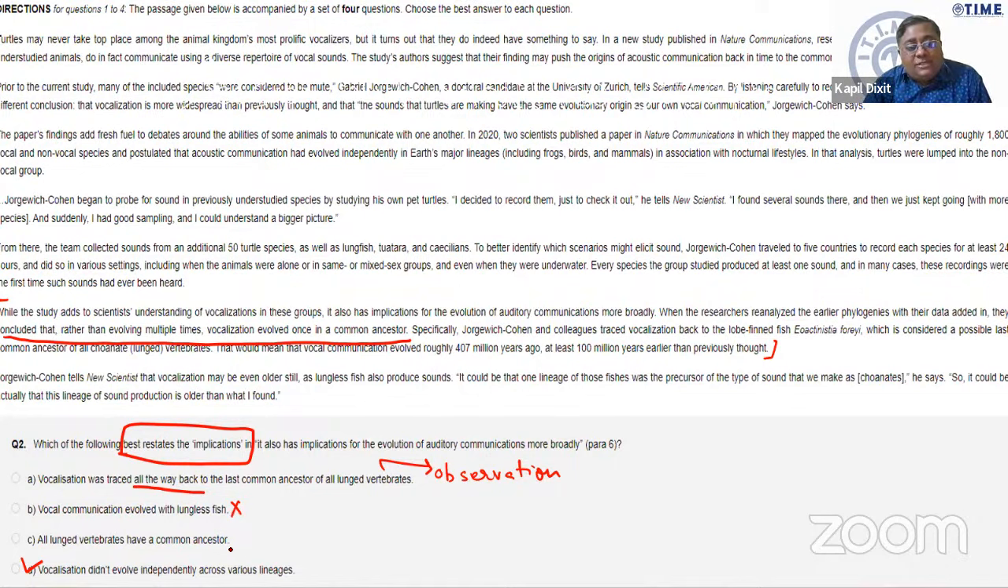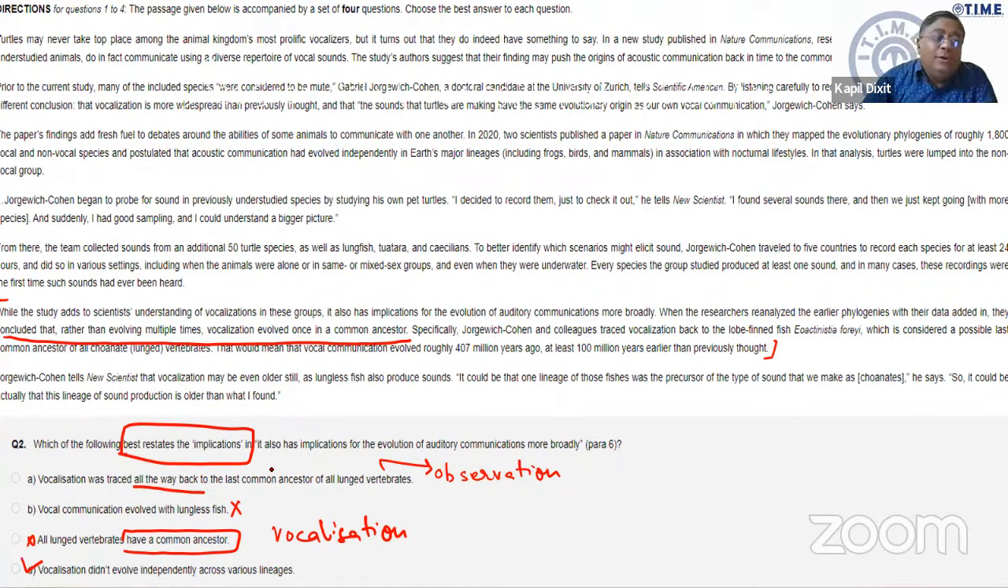All lunged vertebrates have a common ancestor. अच्छा choice. All lunged vertebrates had a last common ancestor. But this was known prior to this particular research. This research was more about the vocalization ability. उनको common ancestor था, ये तो उनको पता है, इससे पहले पता है. यहाँ तो vocalization पे खेल खेल रहे थे. They were searching for, the research was on vocalization, not on common ancestor. Hence, this is wrong. Okay. So you have to pick words or a group of words which will help you to eliminate the entire choice.